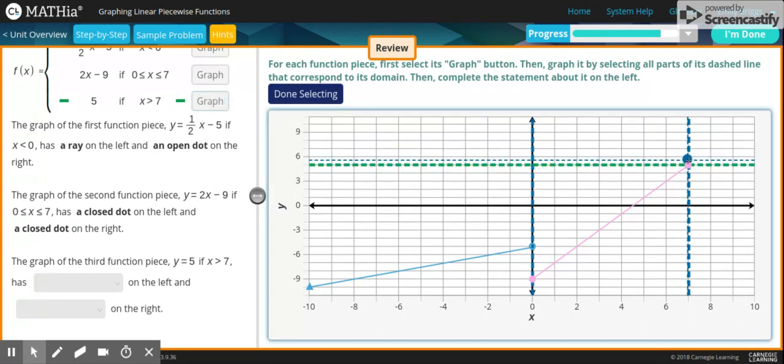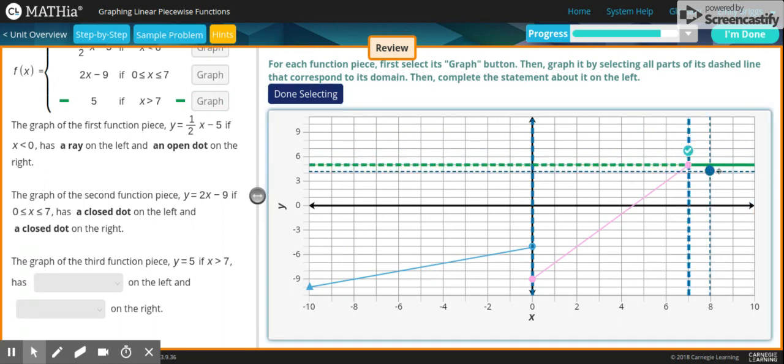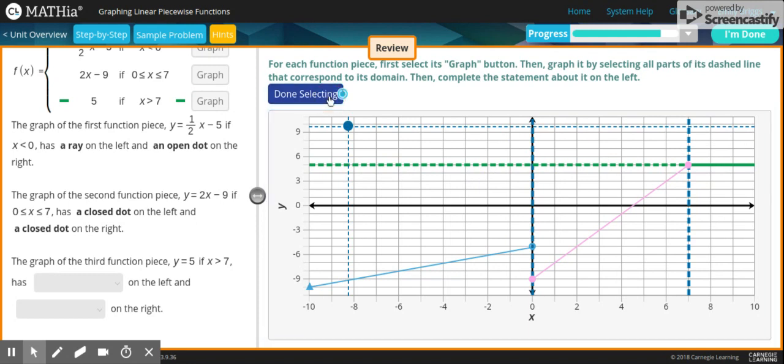So now you're going to click from 7. So you click on 7, which is right here. And because it's only going to the right after 7, that means none of this needs to be clicked. So then you're done selecting.